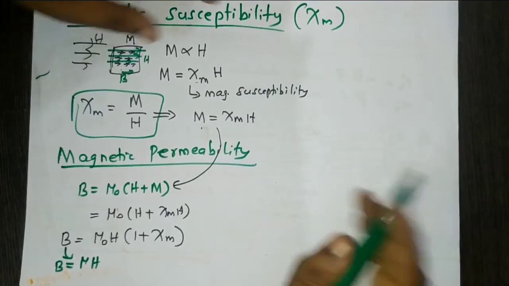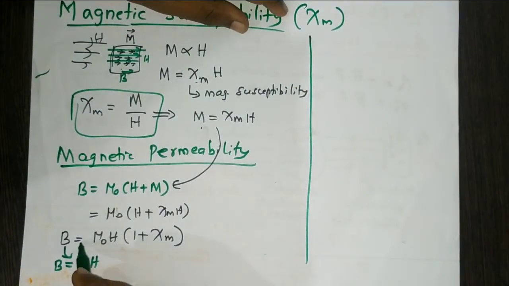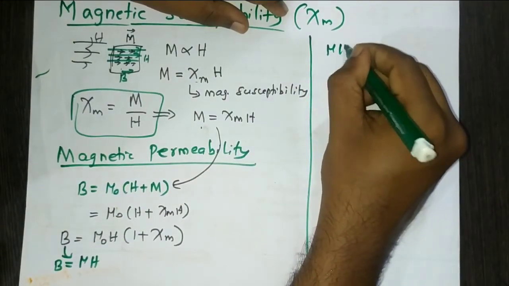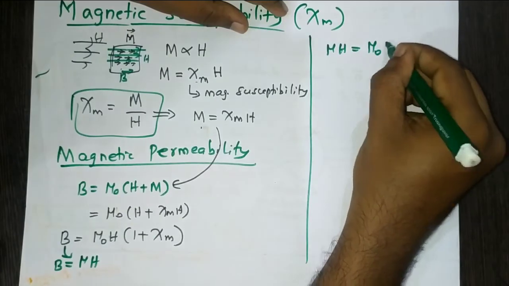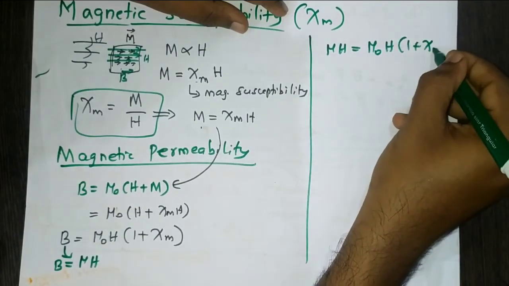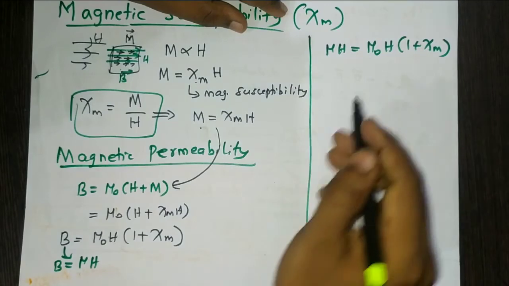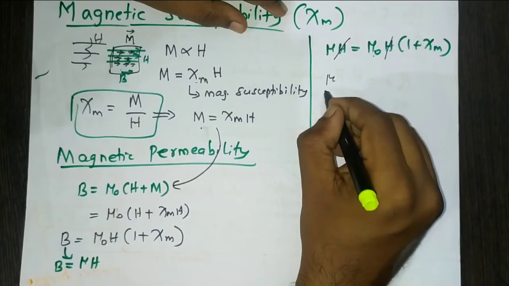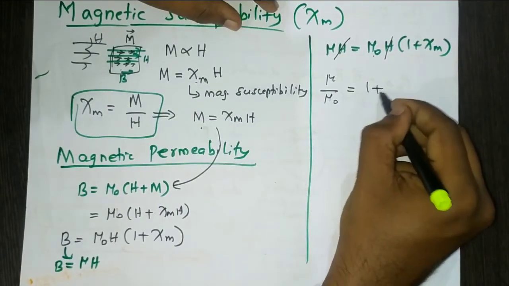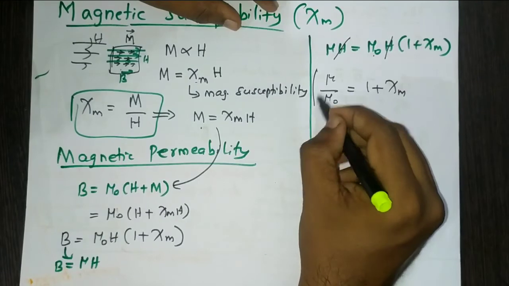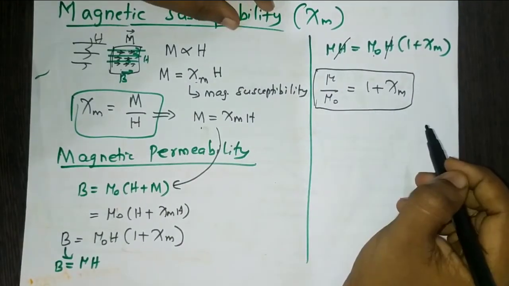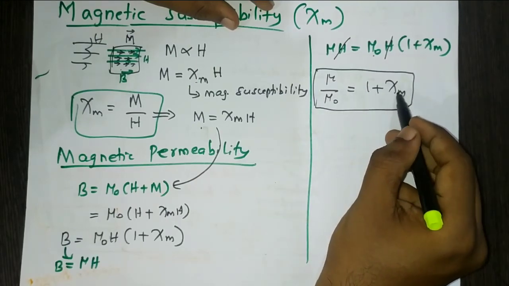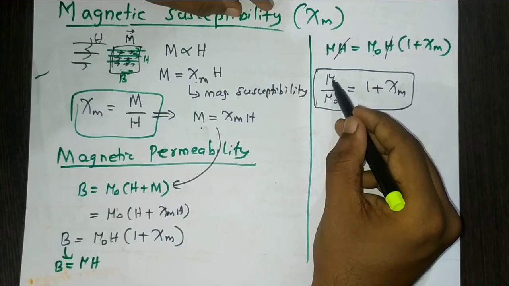Now if I substitute this quantity here, this equation will be mu H is equal to mu 0 H into 1 plus chi m. This H and H cancel. If I take mu 0 to the left side, mu by mu 0 is equal to 1 plus chi m. This is one relation that connects magnetic susceptibility to the magnetic permeability.